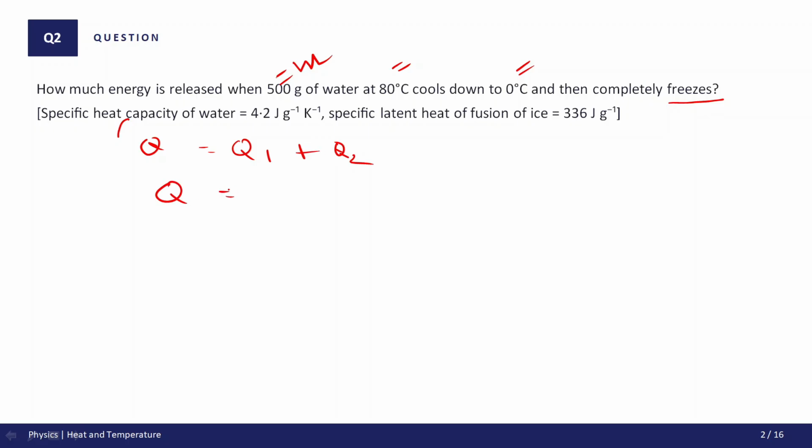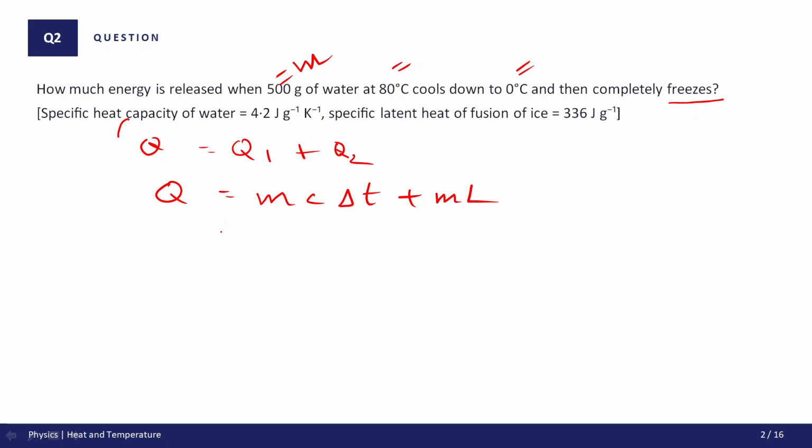Q equal to, first it comes from 80 to 0 degrees Celsius. The phase of the substance remains the same, liquid to liquid. The temperature changes from 80 degrees Celsius to 0 degrees Celsius. So we will use the equation mc delta T plus, it is liquid to solid, I mean it freezes. So we will use here ml, temperature remains the same, phase changes.